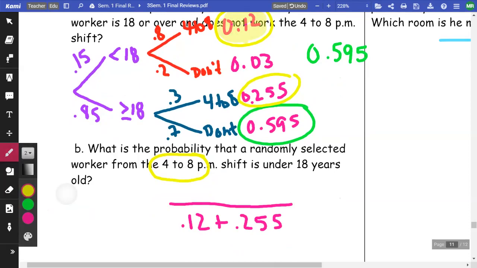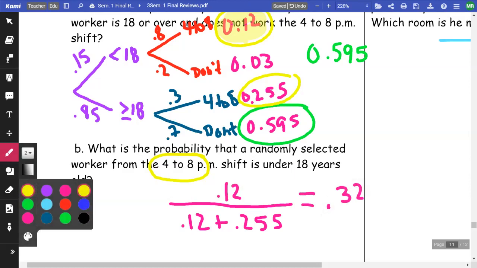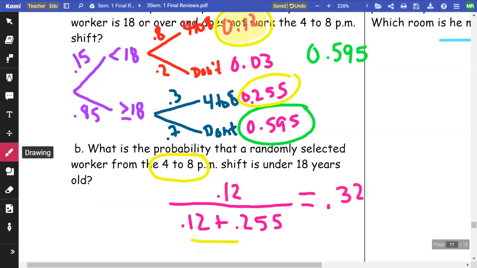So now I'm going to put as my numerator 0.12, and I'm going to put this into my calculator. And when I do, I end up getting 0.32. Again, the number on the bottom is the two yellows that I circled in the first one. It's the two ways that I can have anyone working from 4 to 8. That's my denominator. Now, out of those two, 0.12 are under 18.